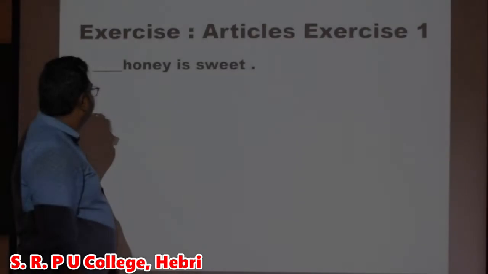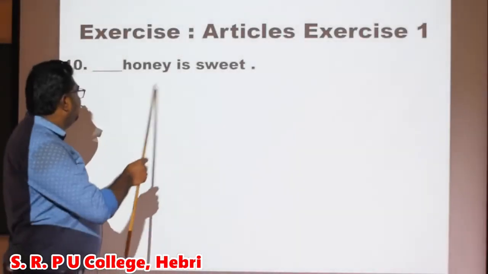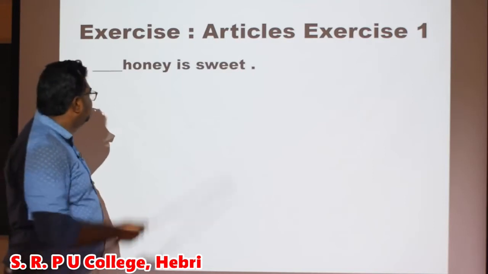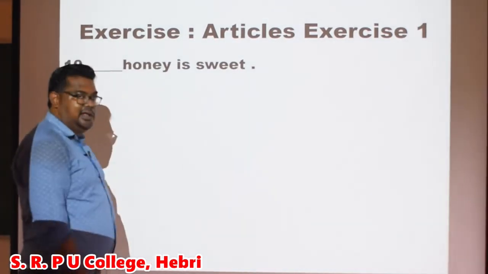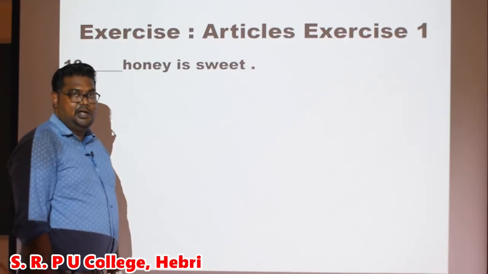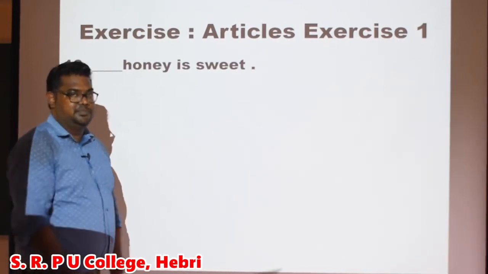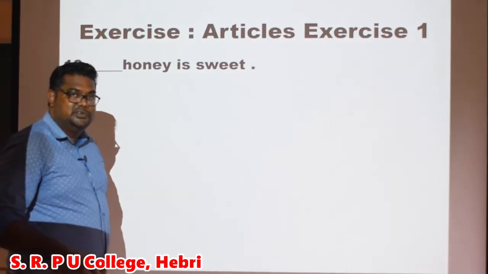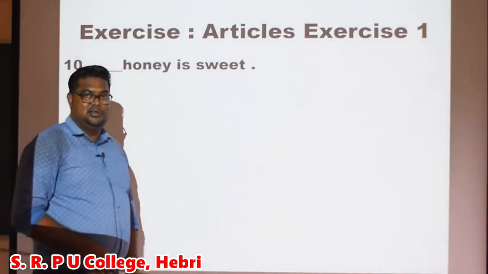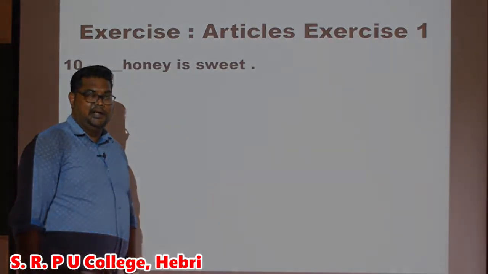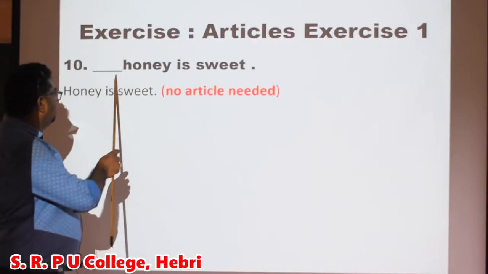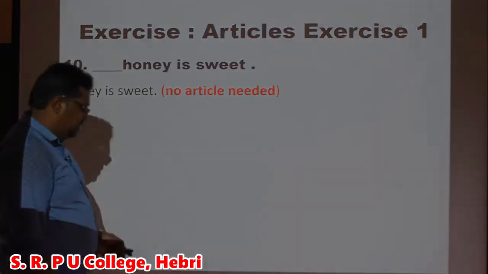The next one. Honey dash honey is a sweet. So which is the article which you are supposed to use before the word honey? Now honey becomes a name of a substance. And before a name of a substance, we are not supposed to use any article. So what is the answer? No need of using any article. Honey is sweet. No need of using any article before the word honey.